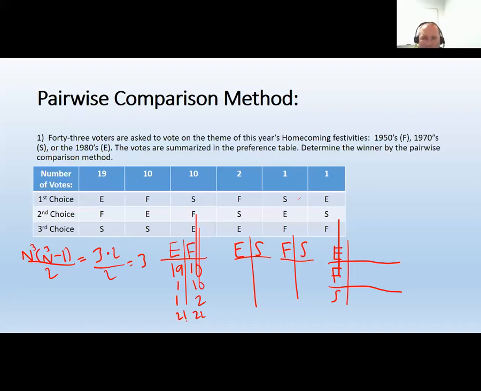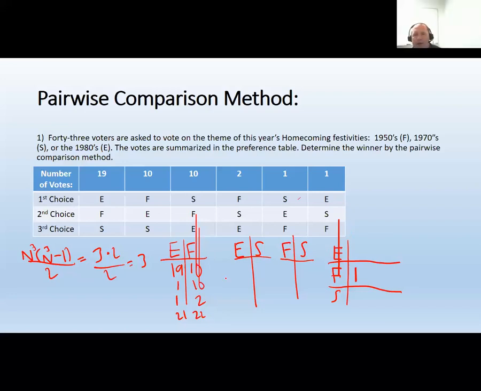Whichever candidate wins the head-to-head matchup gets a point. So comparing E to F, F wins, so we're going to put a tally mark in F's row. Sorry about that, you're right, I misspoke.